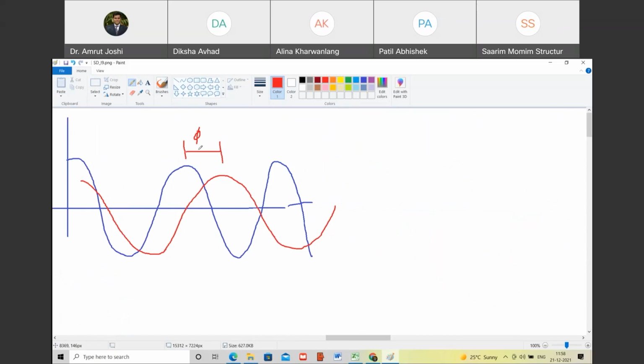There is shift on account of this phi term. However, the frequency remains same. Frequency is forcing frequency lambda itself. So this is force, this is response.